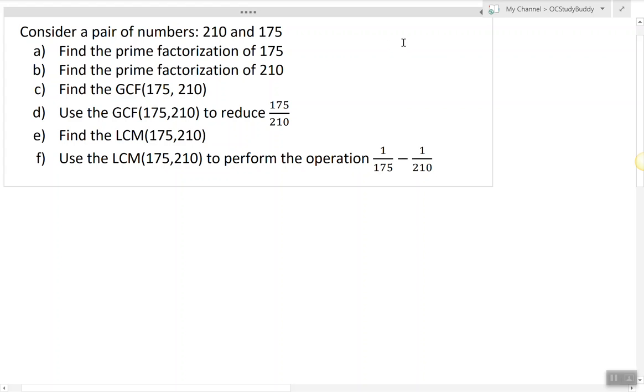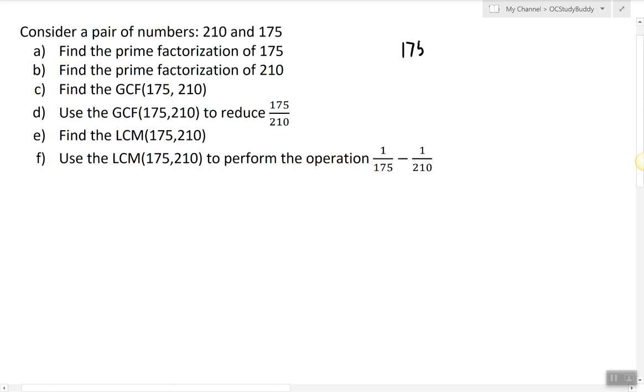So to find the prime factorization of 175, I'm going to use the factoring tree and the rules for the divisibility. So I know that 5 goes into 175, so I'm going to divide it by 5. 5 goes into 175 35 times, and I know 35 is actually 5 times 7. So the prime factorization of 175 is 5 times 5 times 7.